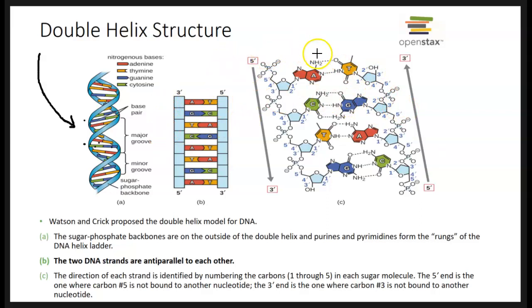If we look at the double helix, we have these nitrogen bases again on the inside of the double helix, forming these complementary hydrogen bonding interactions: 2 for adenine and thymine, and 3 for cytosine and guanine. And then we have these chains of phosphate and deoxyribose sugars on the outside.